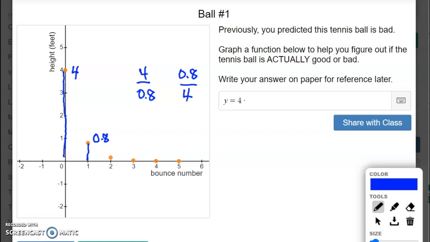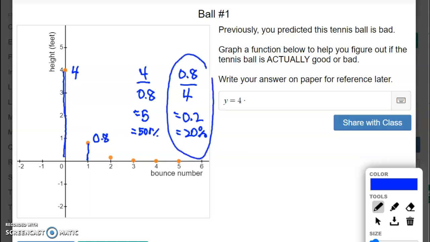Okay, so if I divide 4 by 0.8, I use the calculator and it gives me 5, while 0.8 divided by 4 is going to be 0.2. Or I can say in percentage, it looks like 20%, whereas 5 in percentage will be 500%. So obviously, which is the correct one? It is 0.8 divided by 4, or 20%, or 0.2.